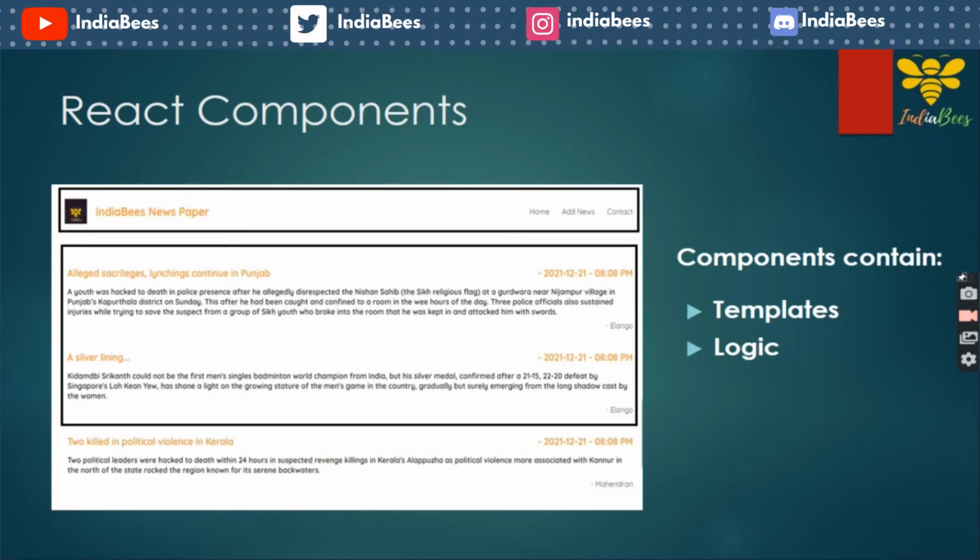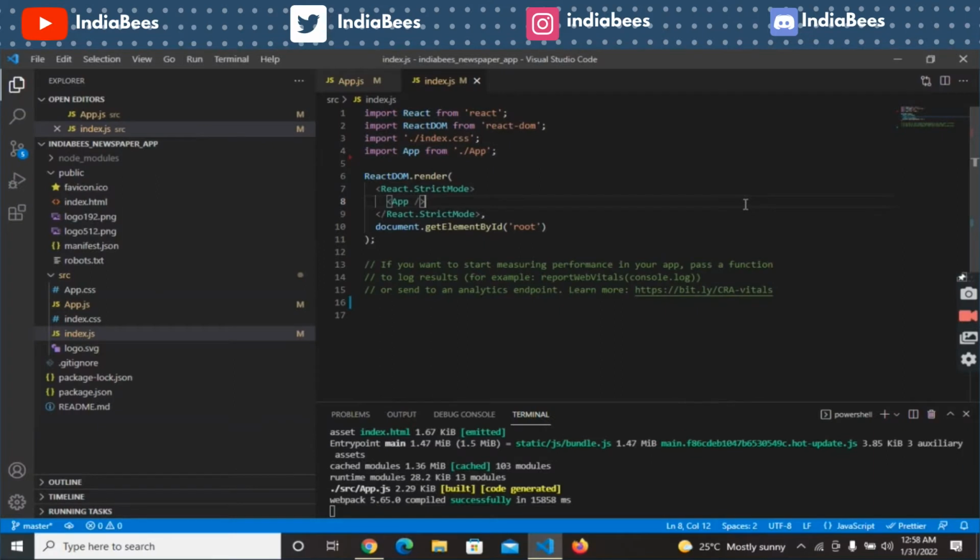So let's move on to our application. We are now in the index.js file. The index.js file is located under the source folder, and it is the root where all our components are rendered into the DOM. We have created a single component, the App component.